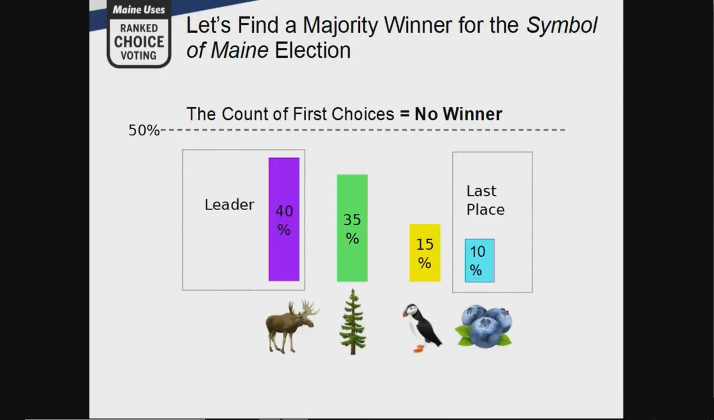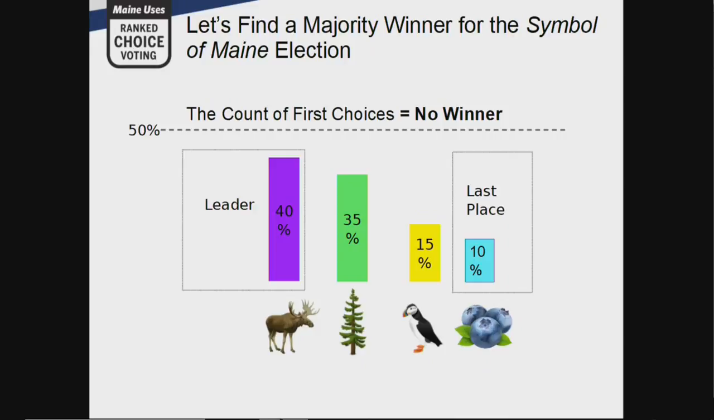We would need more than 50 in order to win. So there's 100, so 100 divided by 2 is 50, and we need to get over that threshold in order to declare a winner. So the winner would have to have at least 51 votes in this election.